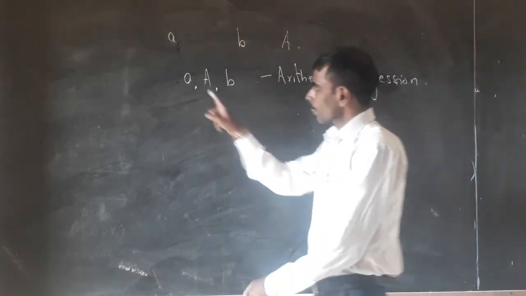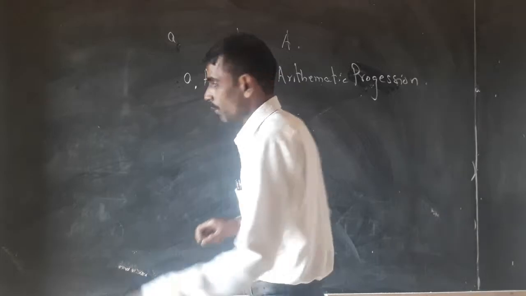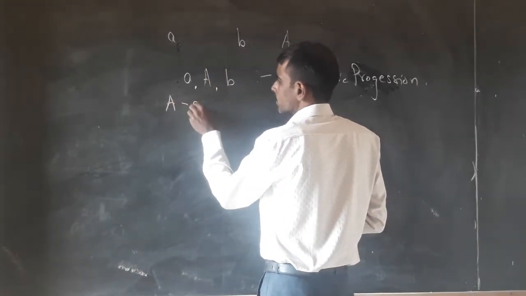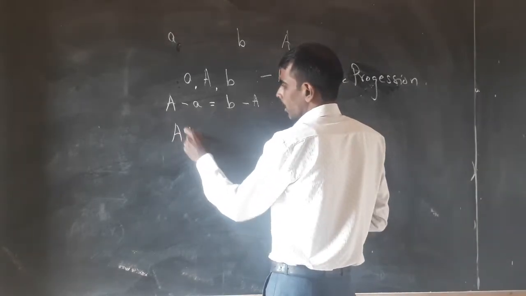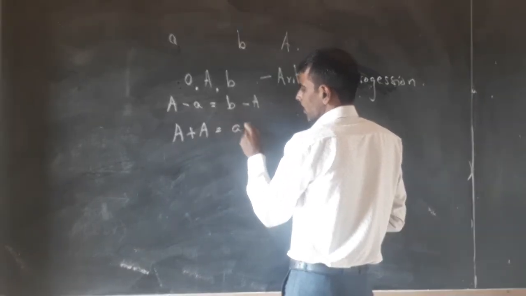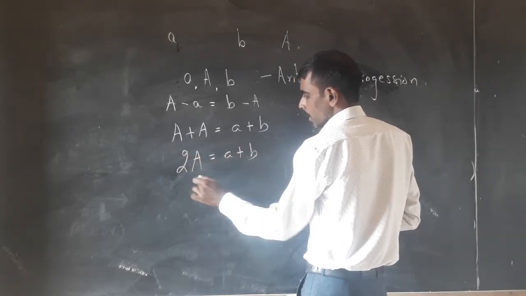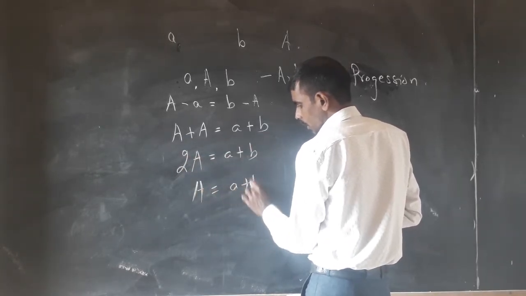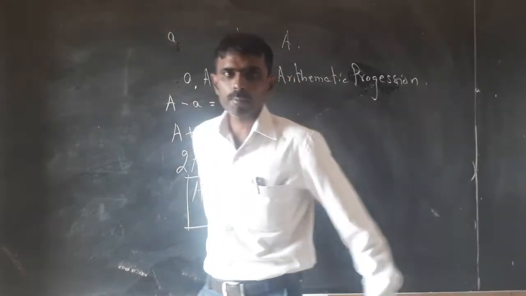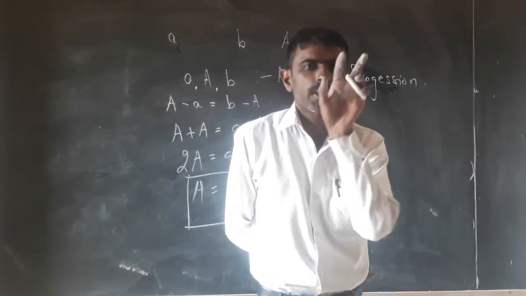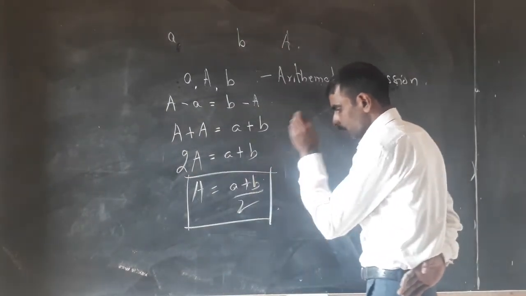Now, since a, A and b are in arithmetic progression, we have A minus a will be equal to b minus A. So, A plus A will be equal to a plus b. 2A will be equal to a plus b. So A is equal to (a plus b) divided by 2. So the arithmetic mean between these two numbers a and b will be A equals (a plus b) divided by 2.